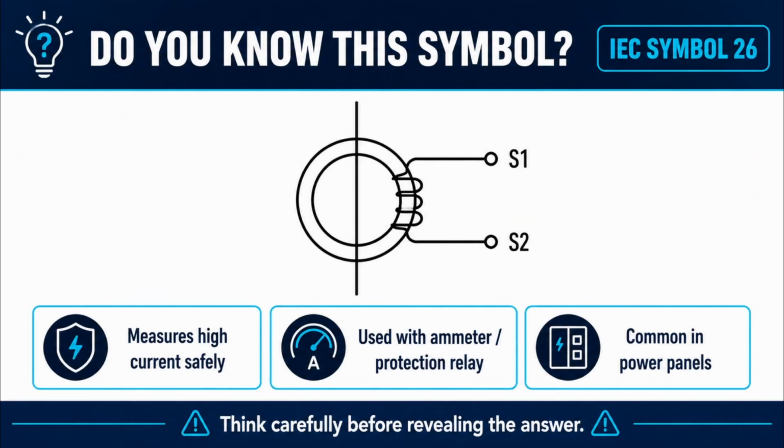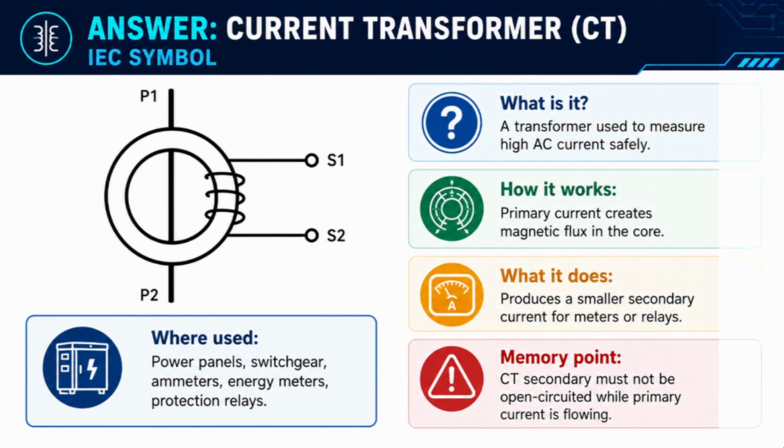Do you know what this electrical symbol represents? Here are some clues. It measures high currents safely, works with ammeters and protection relays, and is commonly used in power panels. The answer is a current transformer, or CT. It converts a high primary current into a much smaller secondary current, such as 5 amps, so meters and protection devices can measure it safely.